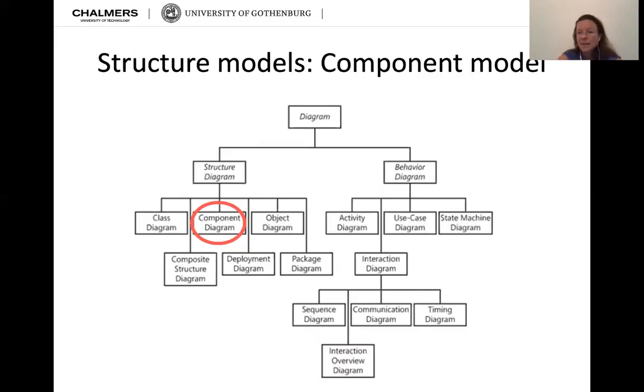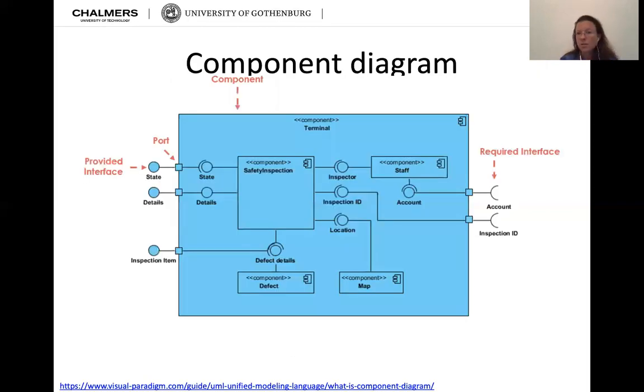Now, let's get into the modeling part. We are back to the structural models, and today we are with the component diagrams. So let's take a look at a component diagram. We see the component in the big blue box, and then we have provided interfaces on the left, which are denoted by those bubbles, and then there are ports denoted by small little squares, and then we have required interfaces denoted by the open side that can then embrace a provided interface.